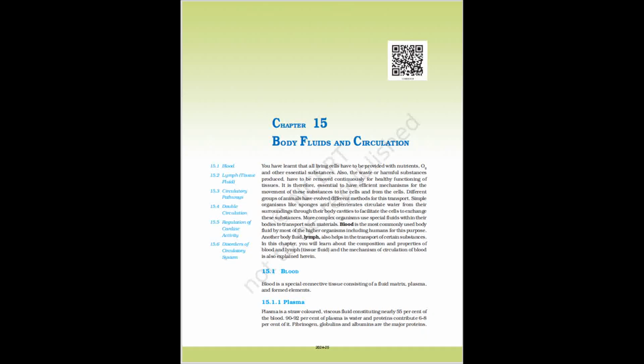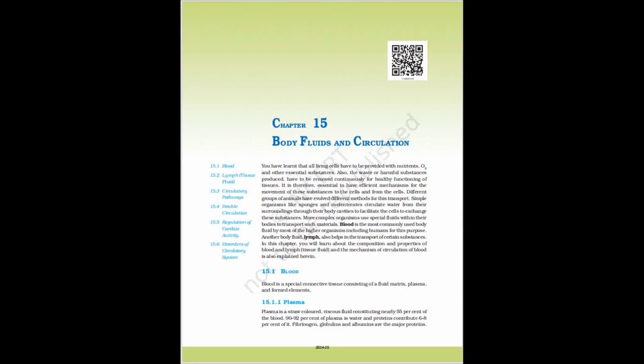Exercises. 1. Name the components of the formed elements in the blood and mention one major function of each of them. 2. What is the importance of plasma proteins? 3. Match column I with column II. 4. Why do we consider blood as a connective tissue? 5. What is the difference between lymph and blood? 6. What is meant by double circulation? What is its significance?